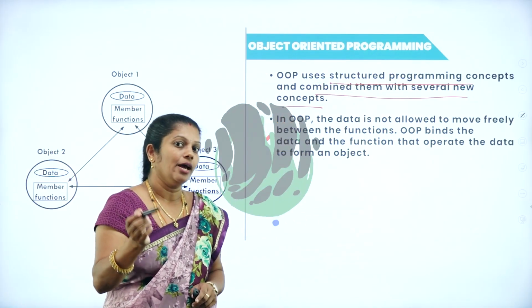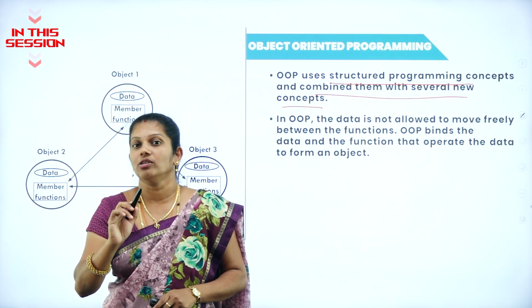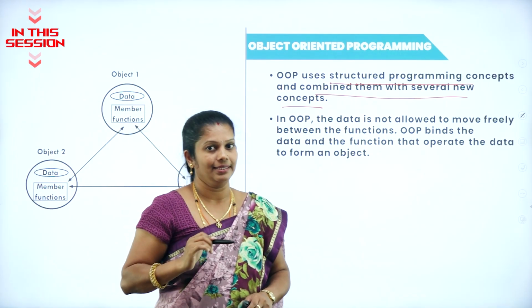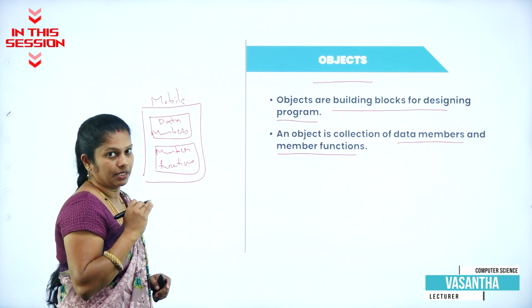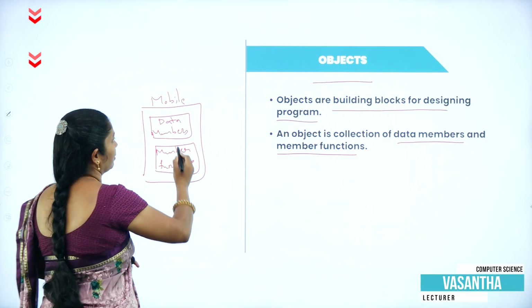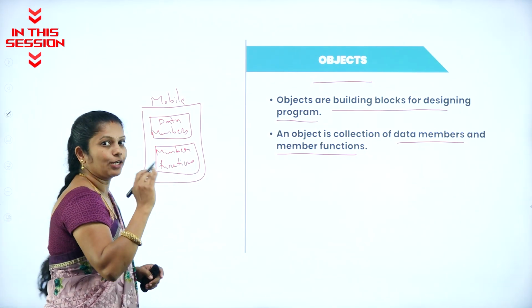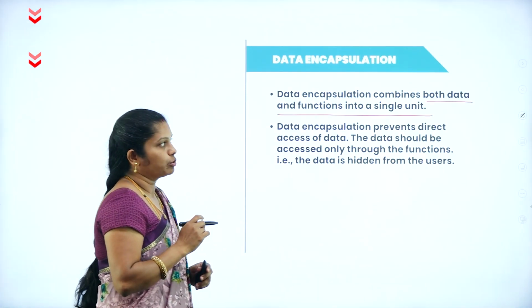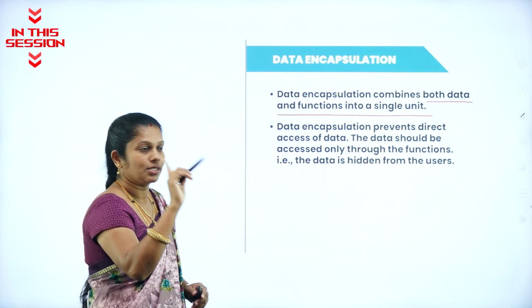Whereas in procedure, it concentrates on procedure. Whereas in object-oriented, it concentrates on data rather than procedure. Data members is nothing but the contact numbers. For example, the contact numbers can be called as data, and member functions can be called as set of functions. Data encapsulation is nothing but combining data and function into a single unit.